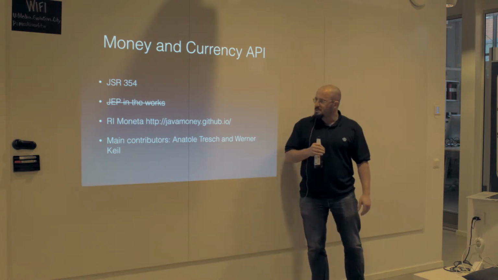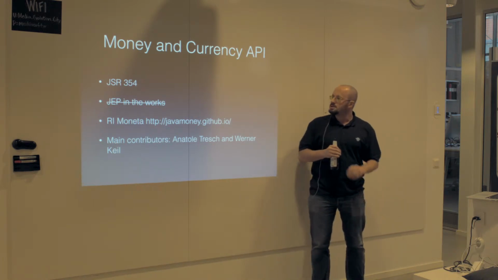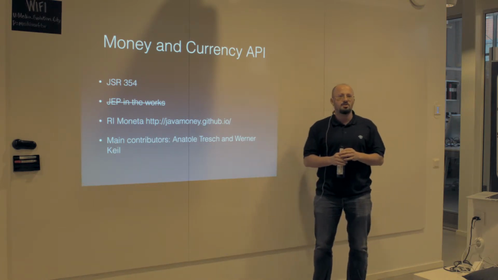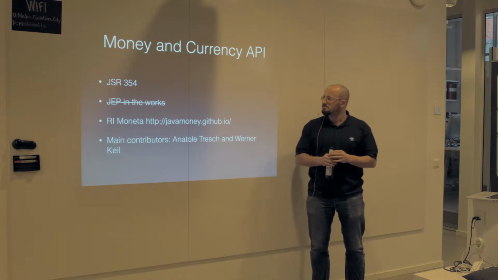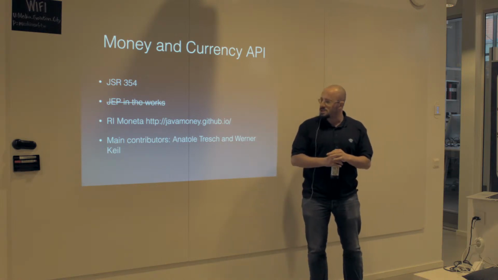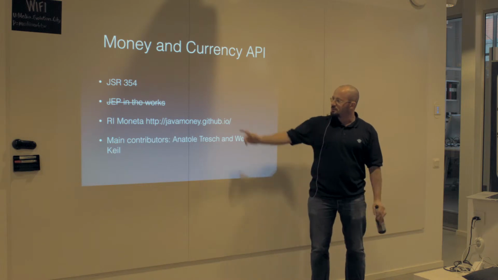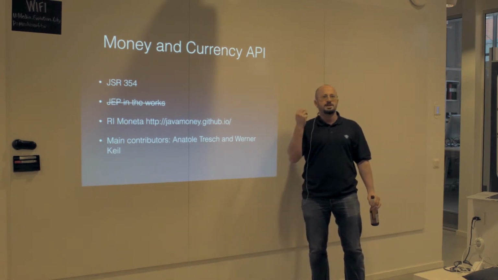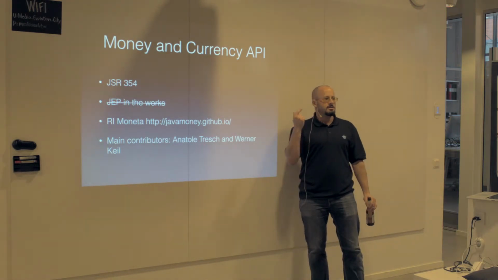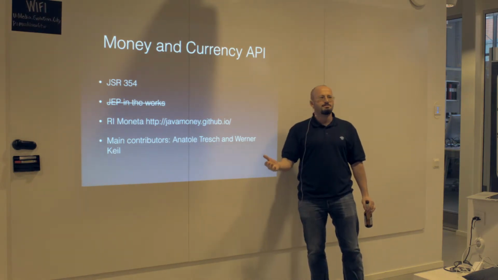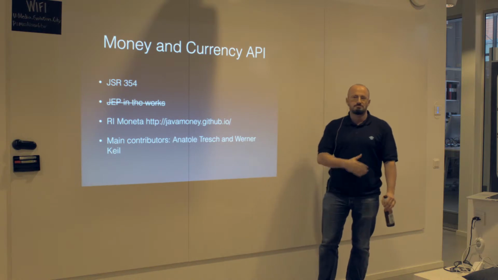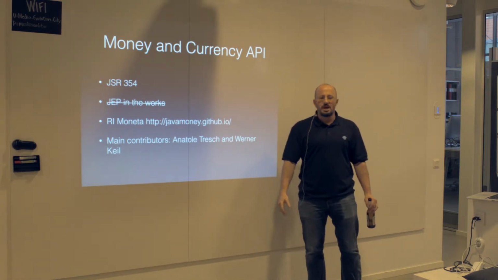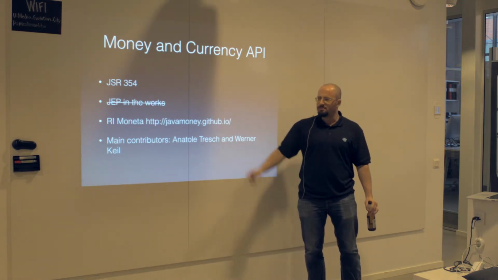There is a reference implementation of the API. It's called Moneta, and that's coined in a lot of different languages. The implementation is at javamoney.github.io, where you have the implementation, the JSR itself, the API, documentation, examples, links to JCP commit pages. Yeah, a lot of stuff. So if you want to learn more, go there. They know everything.